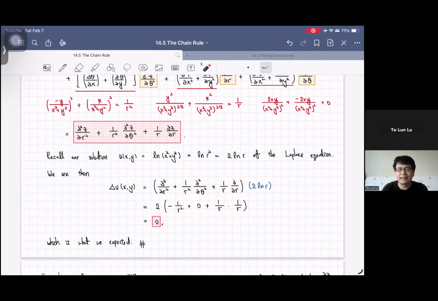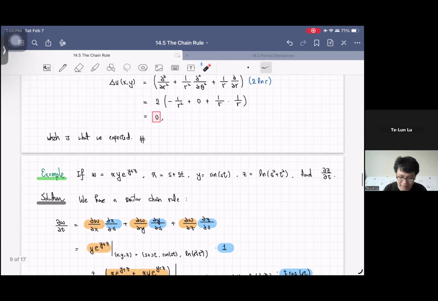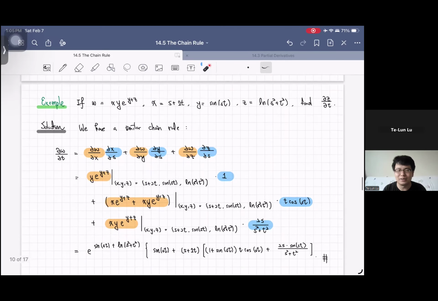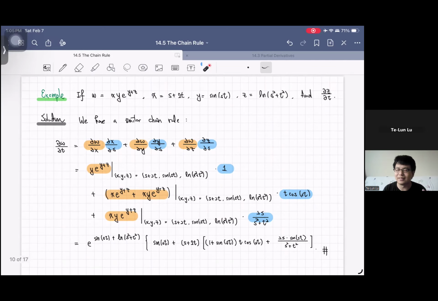So everything becomes this guy, and then goes to 0. So you see that in this case, it is much simpler. Obviously, we have done a bunch of algebra here, but after that kind of algebra, you see that it is a very nice operator in terms of the radius and the angle theta. And that this is actually 0, making this a solution to the Laplace equation. Okay, so that is a very complicated example.